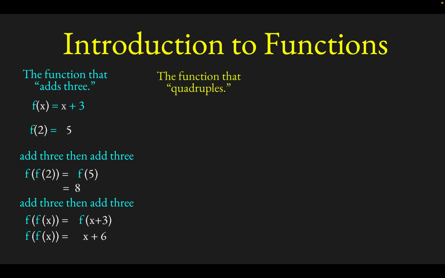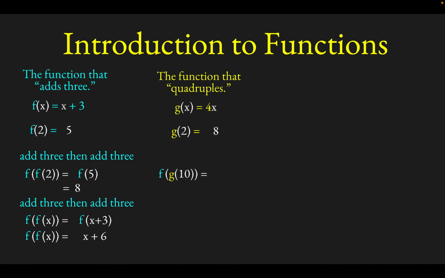We can think of another function, something that quadruples. So this would take anything you give it and multiply it by 4. So the function that quadruples we might write as g of x equals 4x. So whatever the x is, you just multiply it by 4. So for instance, g of 2. If you give it an input of 2, you just have to quadruple the 2 and get as an output an 8.